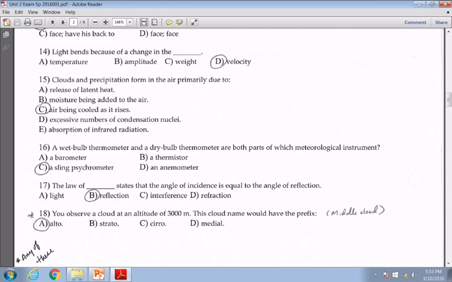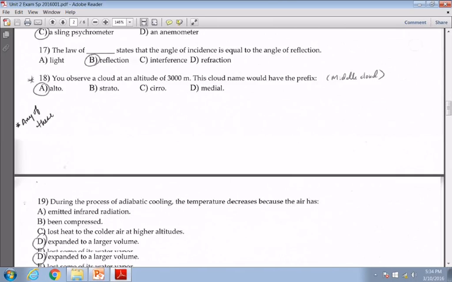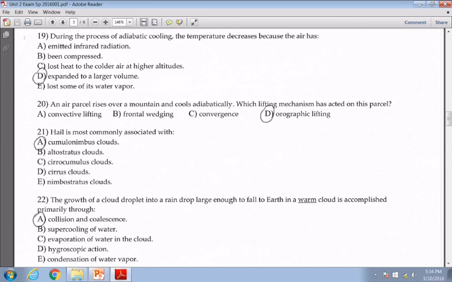Question 16, in lecture we use a sling psychrometer, which actually has 2 thermometers. One has a wet sock around it and one is dry, so C is the best answer there. Question 17, the law of reflection states that the angle of incidence and the angle of reflection are equal, so B is the best answer there. Question 18, I took any answer because I wish that, instead of saying 3,000 meters, I had just called this a middle cloud. So I took any answer there. It means alto. Our alto prefix is what's used for those 2 middle clouds.